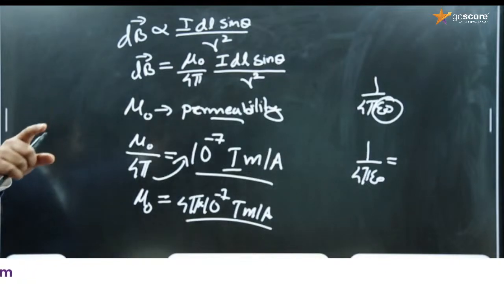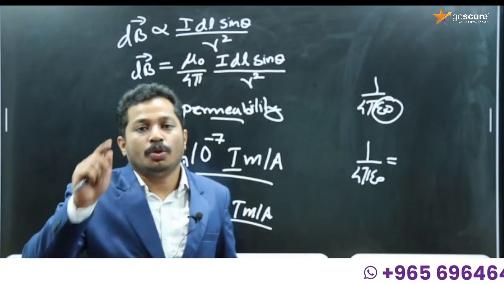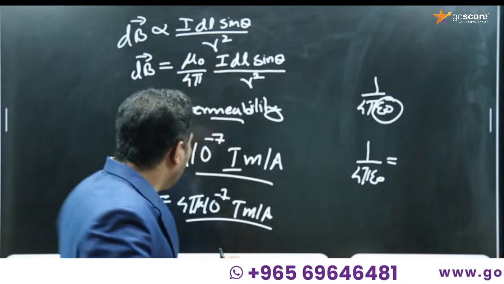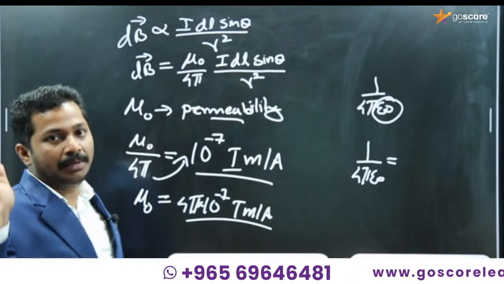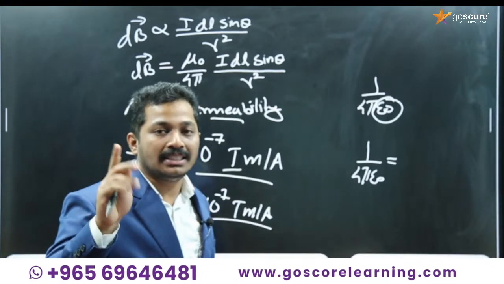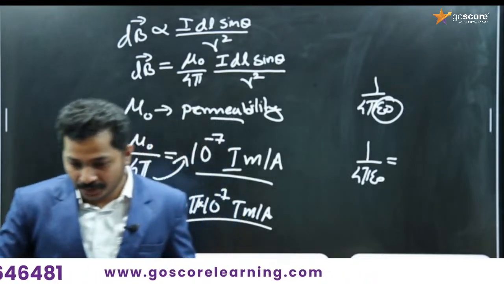So what is Biot-Savart law? Biot and Savart are the names of two scientists. So I'll say Biot-Savart law. Biot-Savart law gives a measure of magnetic field due to a small current element, and dB is equal to mu 0 by 4 pi I dl sin theta by r square, and the mu 0 is known as magnetic permeability of free space. Is that okay?